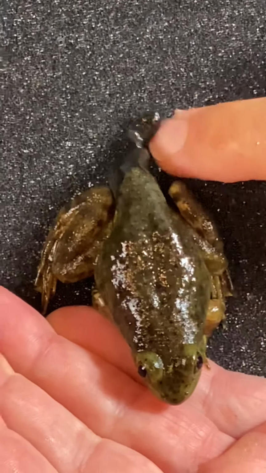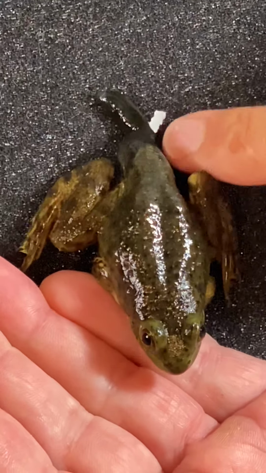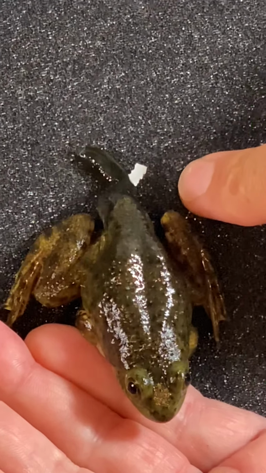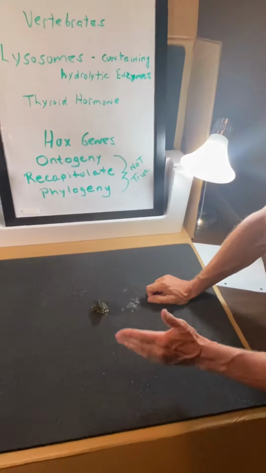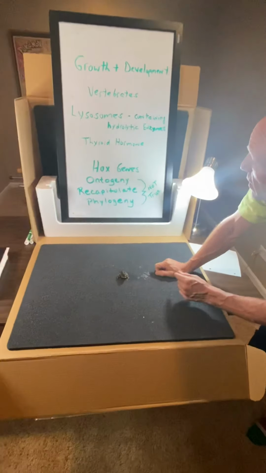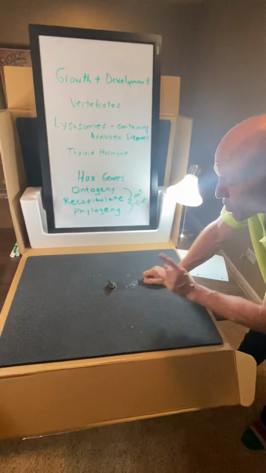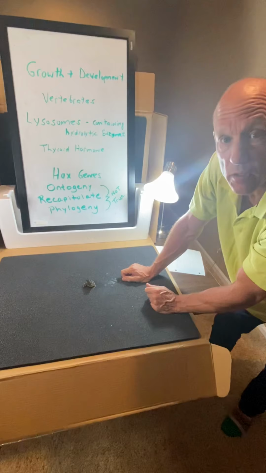If you were able to take some of these cells out of this tail, you would see that those specialized cells would contain many, many of these structures called lysosomes. And they're responsible for destroying that tail and using it as a food source as he goes from a herbivore, a tadpole, to a carnivore. And I'll show you what he looked like before this. And this only happens if that thyroid hormone is present.